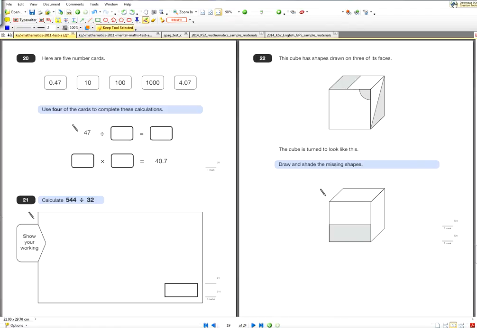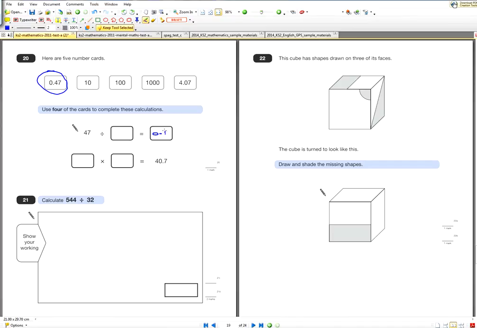Okay, question number 20. Here are 5 number cards. Use 4 of the cards to complete these calculations. So now, 47 divided by something will give you an answer with 47 in it, isn't it? Yep. So which one is the answer? This number here contains the number 47 in there, is that right? Yeah.